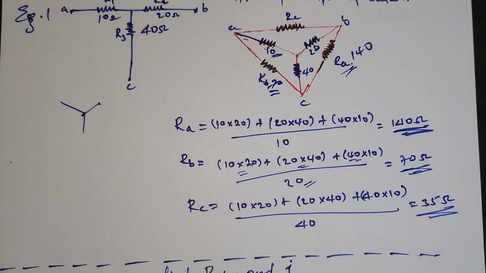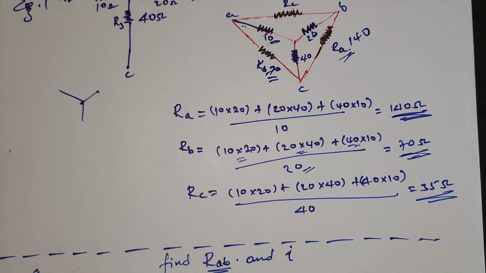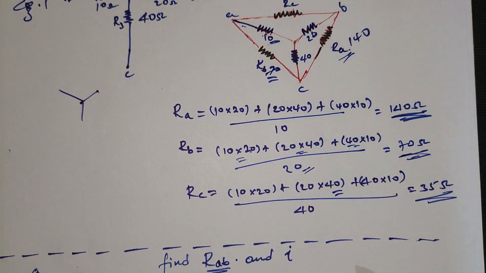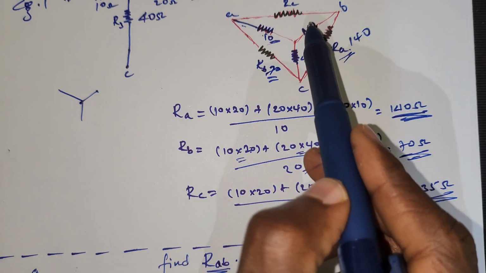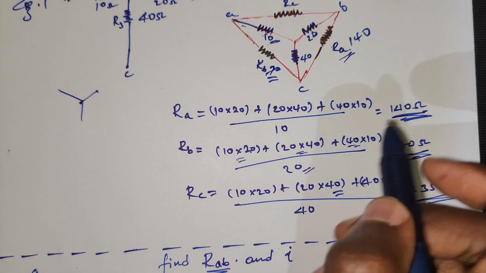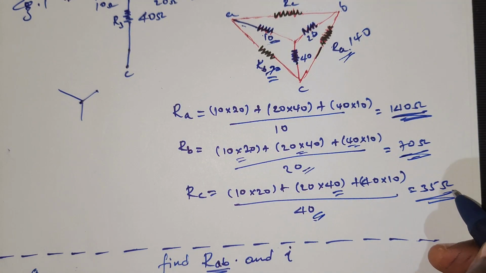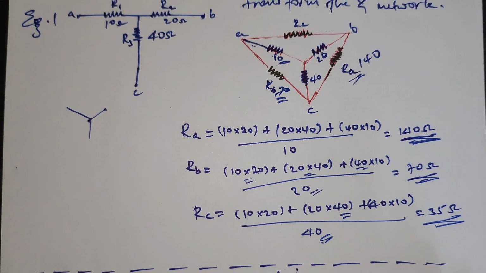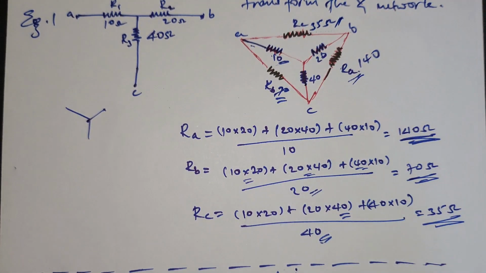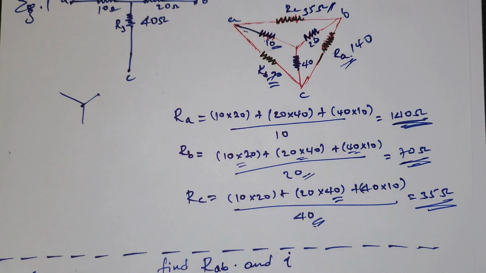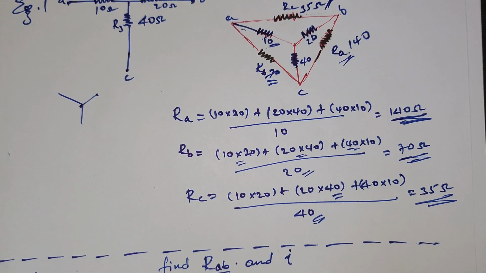For RC we do the same, divided by the opposite resistor. The opposite resistor is 40 ohm, so the result is 35 ohm. This is how we calculate. So let's come to the second problem.